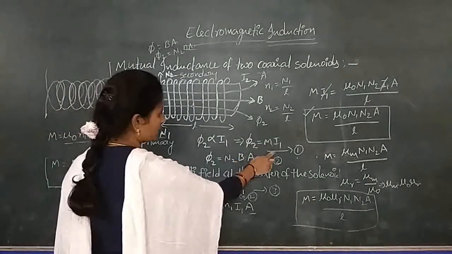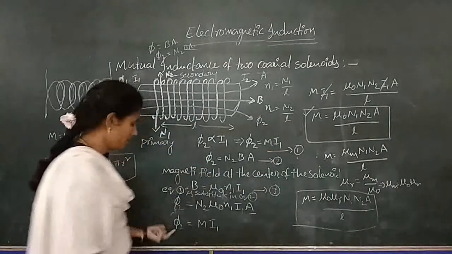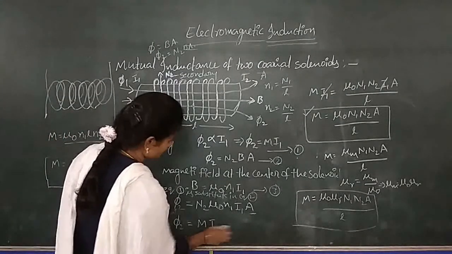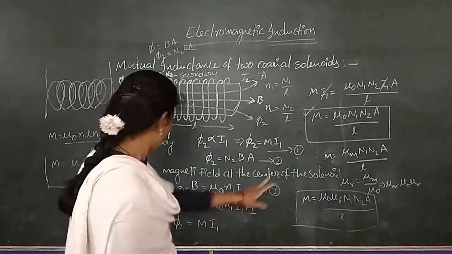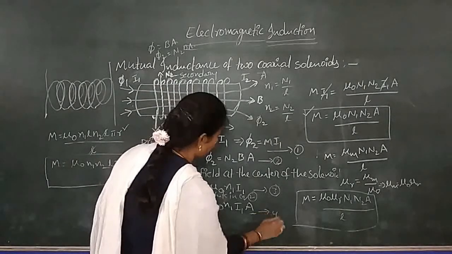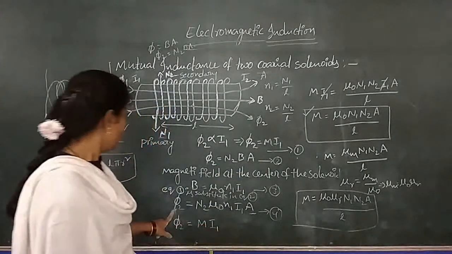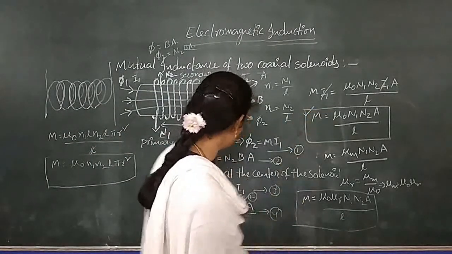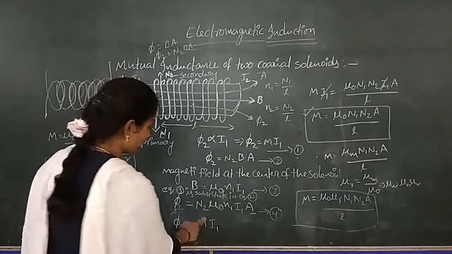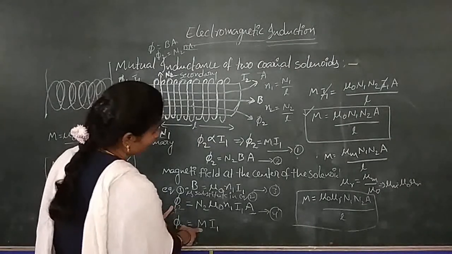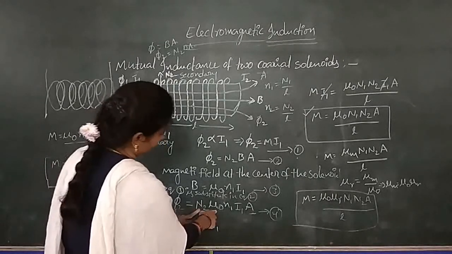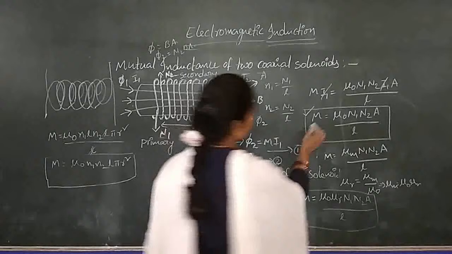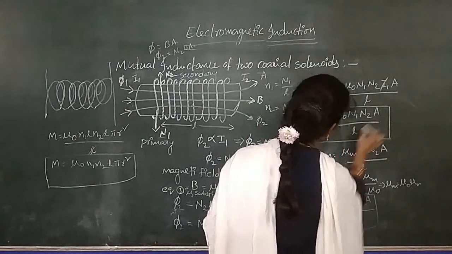This is equation 4. From equation 1, phi 2 is equal to M into I1. From equation 1 and 4, the left sides are equal, so the right sides must be equal. So M I1 is equal to mu naught N2 n1 I1 A. So M is equal to mu naught N1 N2 into A by L.